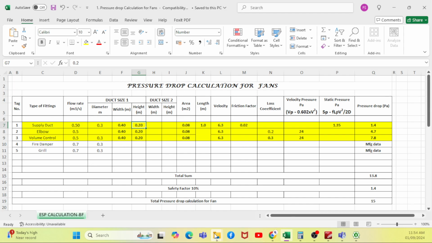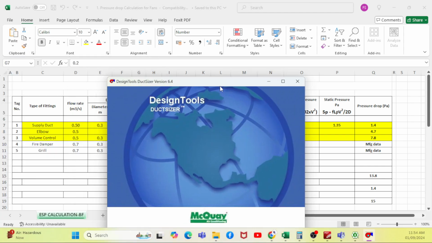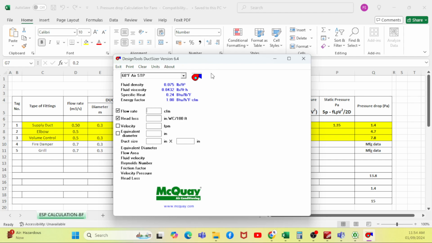There is software available as well. If you go to the software, I have attached a duct sizer. If you go to the duct sizer, you can calculate the friction drop, how much friction drop. I will just open the software. This is one of the McVay software, or you can use any other tool.